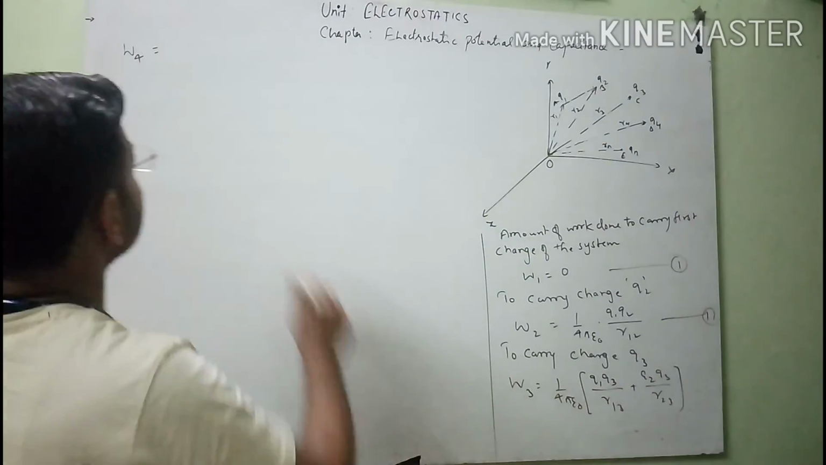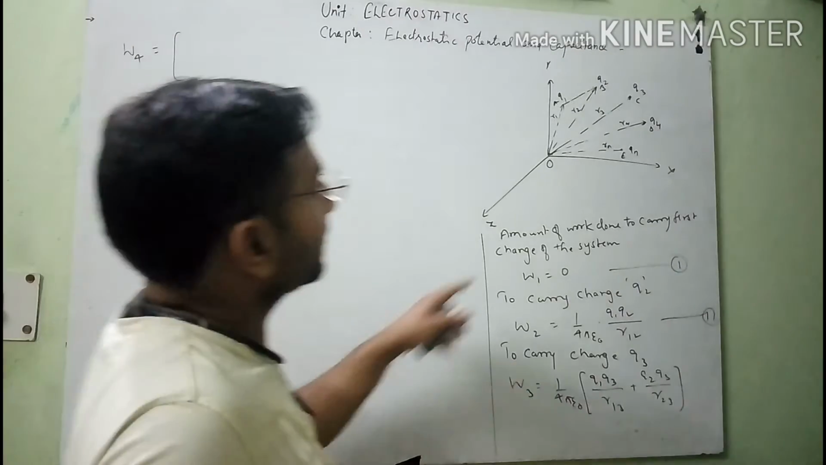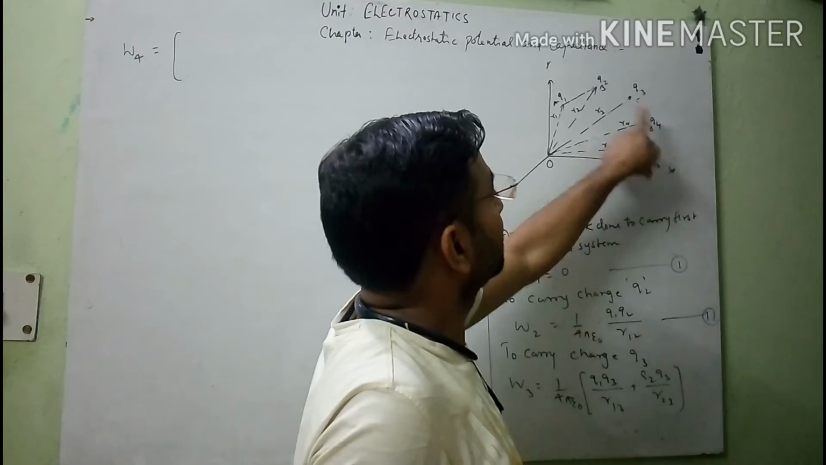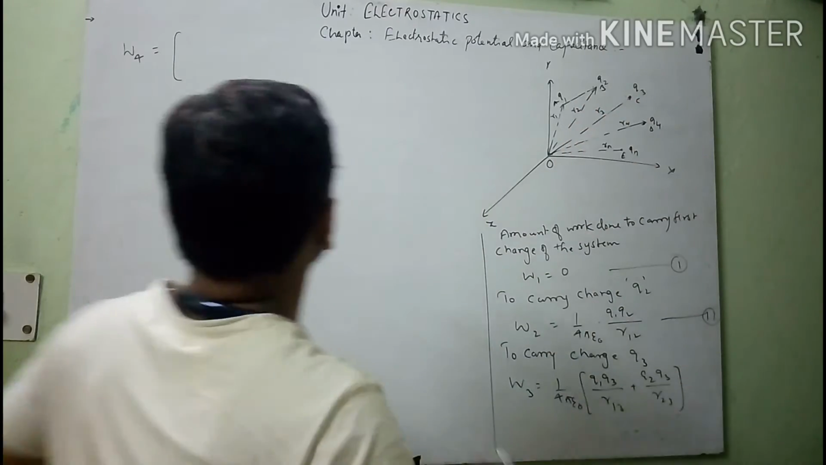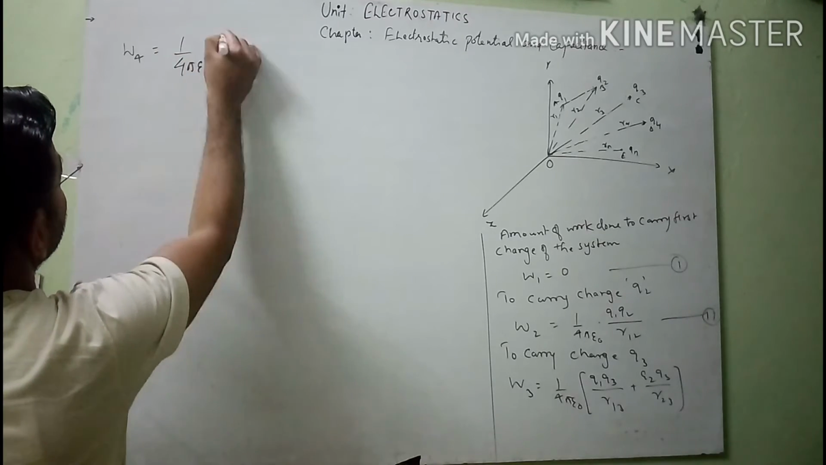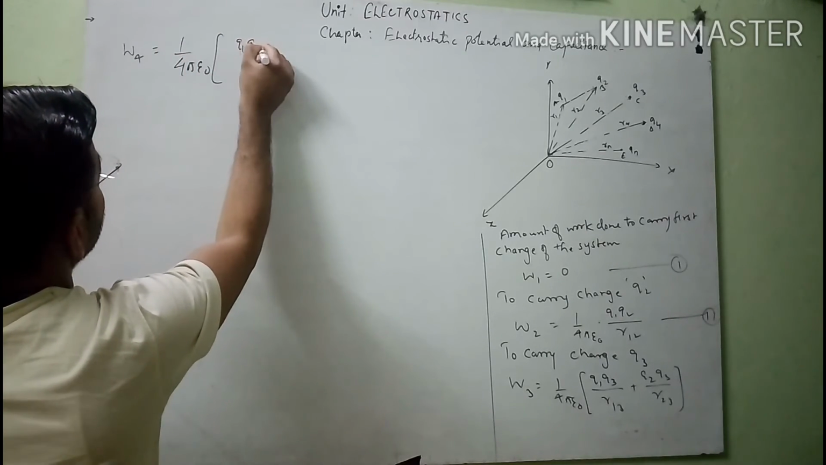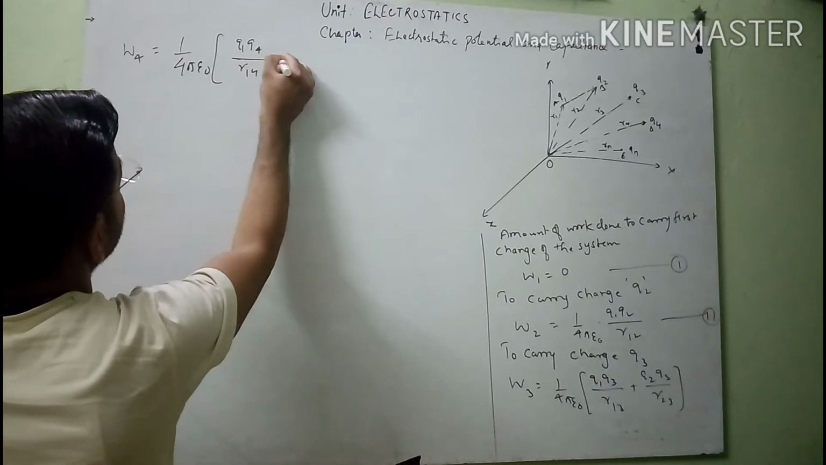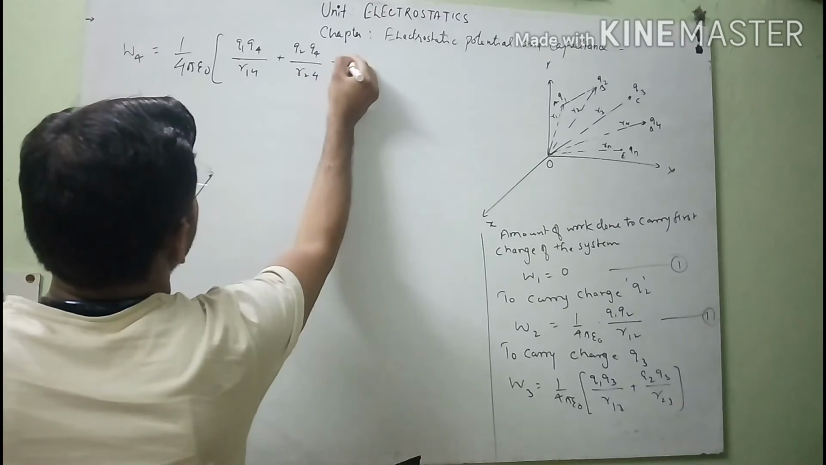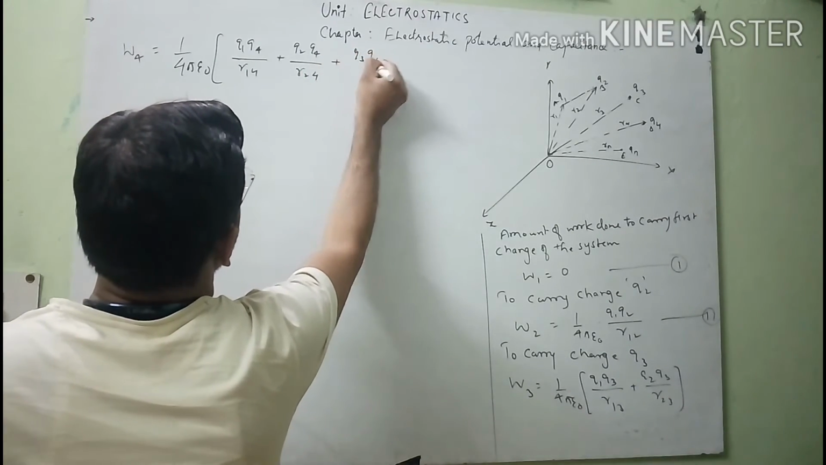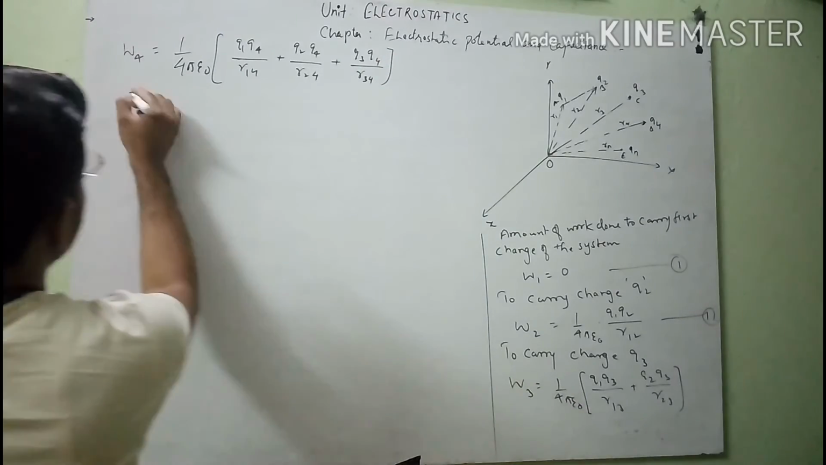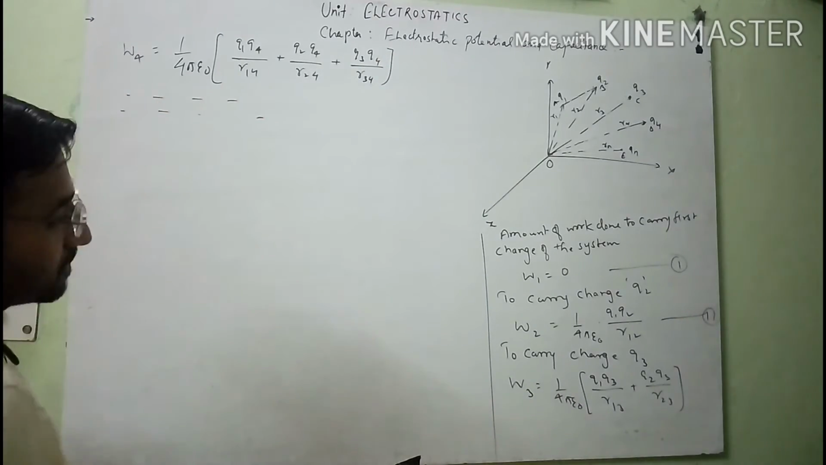Similarly, when we talk about the fourth charge, the fourth charge will do the work against the charges already present before it, these charges Q1, Q2, Q3. So the value of W4 will be 1 over 4 pi epsilon naught Q1 Q4 over R14, then Q2 Q4 over R24, then Q3 Q4 over R34, and so on. We will follow the terms.